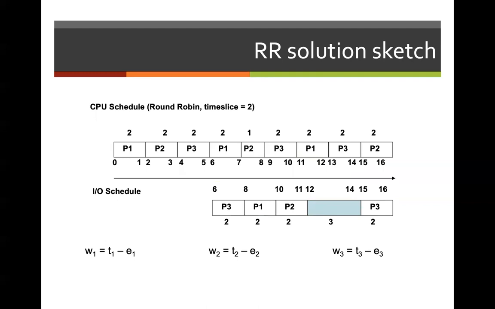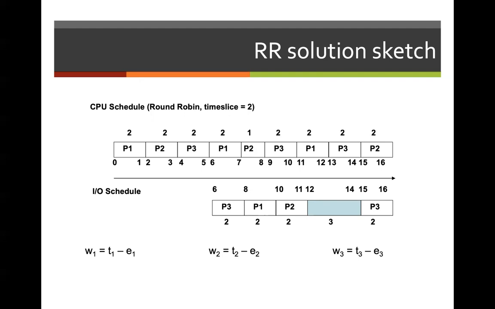And so a round robin approach using a time slice of 2 will schedule P1 to execute from 0 to 2, and then P2, and then P3, then P1 will execute for 2 again. P2 will only need to execute for 1. P3 executes for 2. P1 will execute for 2. P3 will execute for 2. And then P2 will execute for 2.